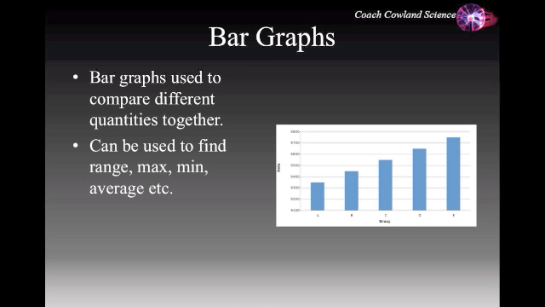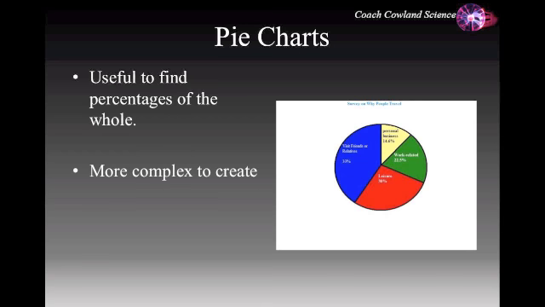Bar graphs can be used to compare different quantities. They can also be used to find the range, the maximum, the minimum, the average, and other important bits of data. And pie charts are used to break down a whole into its constituent parts. You should all be familiar with all these graphs from math, and we will be looking at them throughout this course.